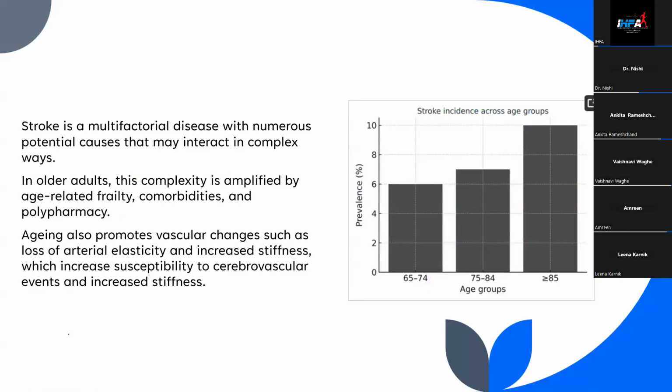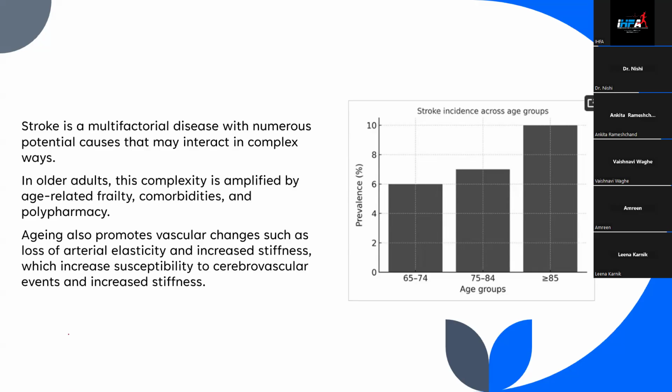Yes, ma'am. So, stroke is a multifactorial disease with numerous potential causes. Specifically in older adults, it is more complex because of age-related factors, frailty, comorbidities, and a lot of medicines can also lead to stroke. Aging also promotes vascular changes, as I had already mentioned, that when a person ages, the entire artery becomes very thick, less elastic, very stiff. That can lead to less blood flow or can also lead to hemorrhage.